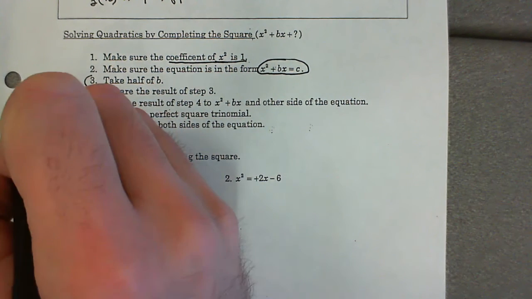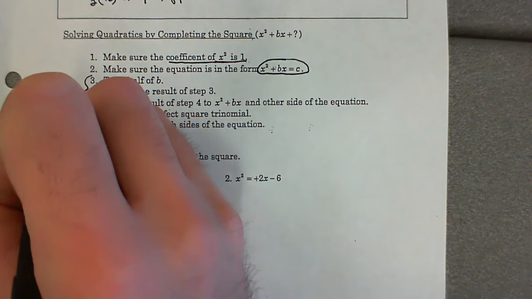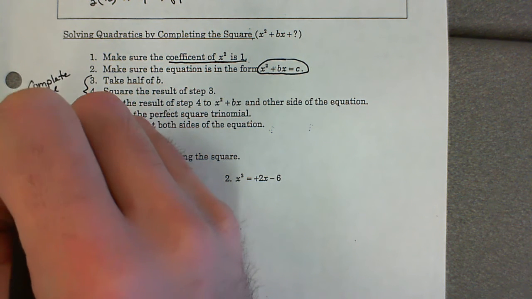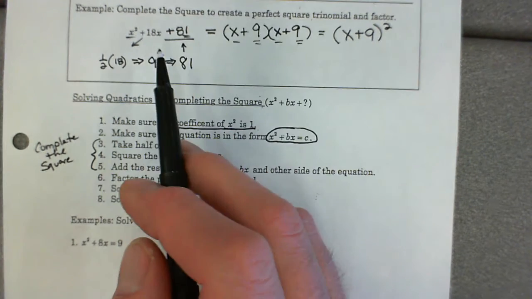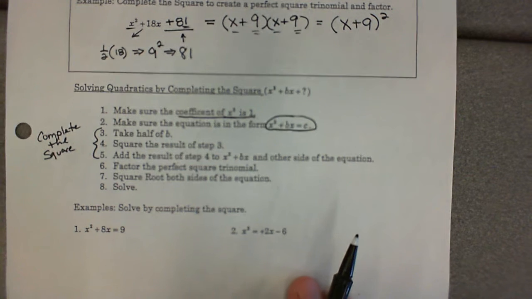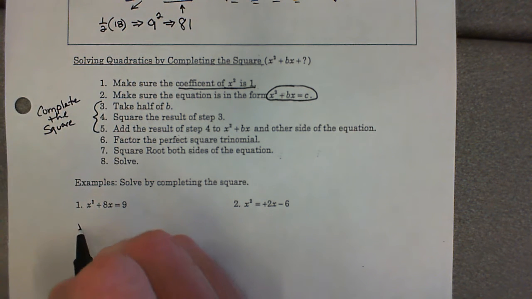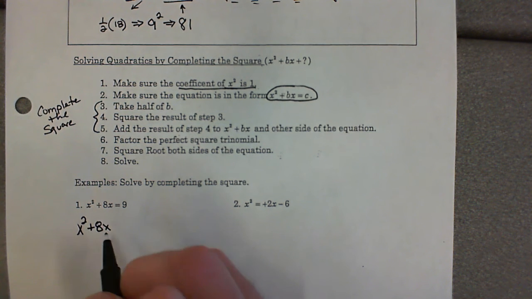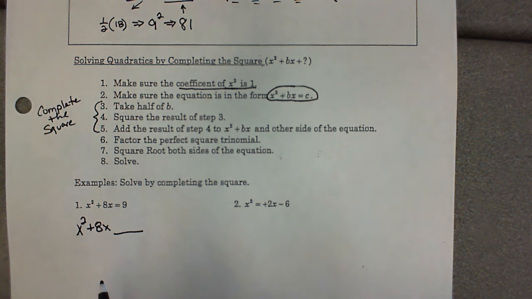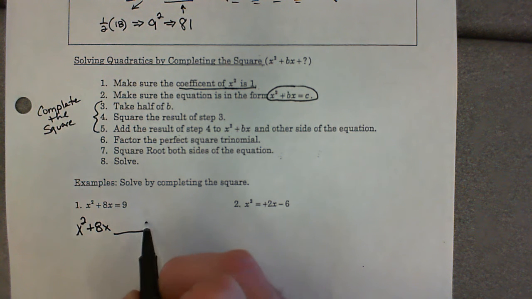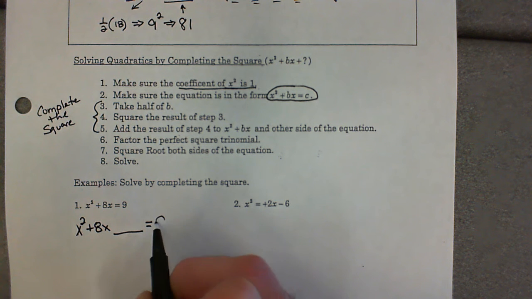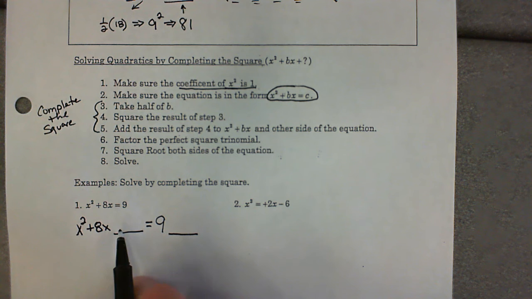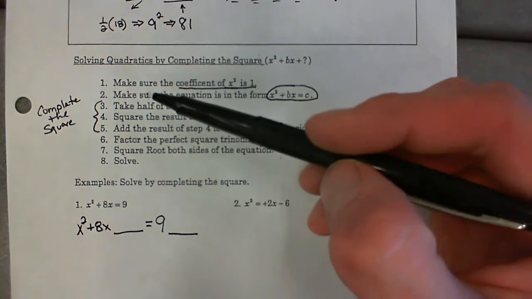Steps 3 through 5 are the process where we're actually going to complete the square, which is the process we did in the previous video. So we're going to have our x squared plus our 8x, but then we're going to have that third term that we came up with in the previous video. I'm going to leave a space for that. And then that's going to equal 9. But whatever I do on this side of the equation, I'm going to have to do on that side of the equation. So now let's go through the steps.